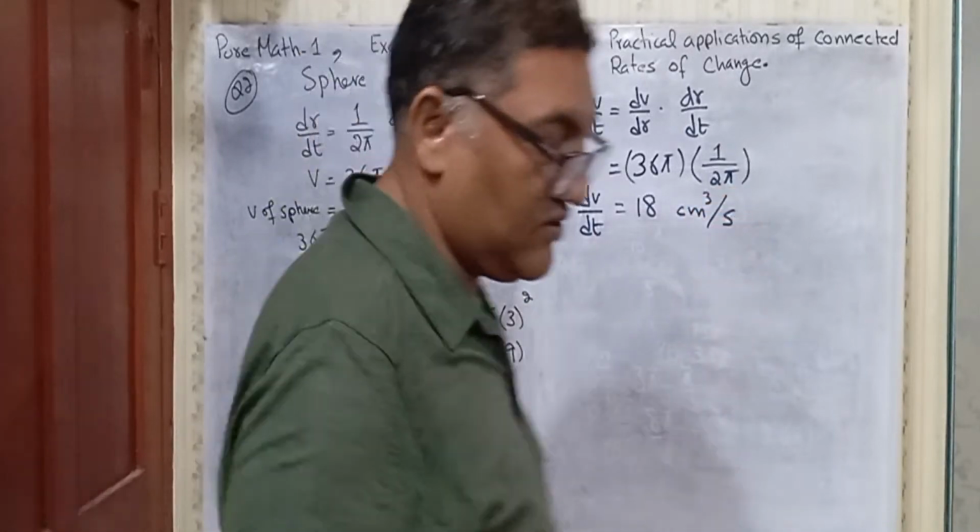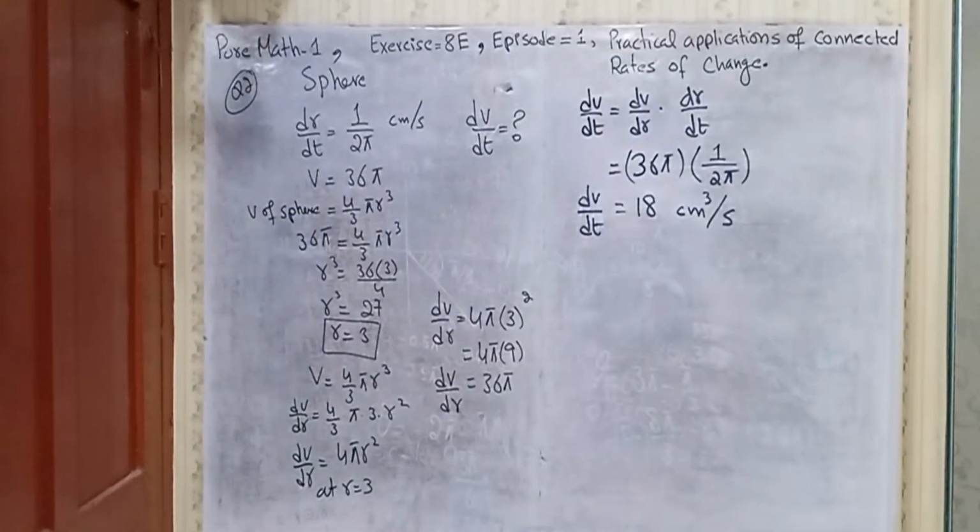So these are the units. So let me check the answers. This is exercise 8E, and it's question number 2. Its answer is 18 centimeter cube per second. So this is how, my dear students, we will do question number 2 of this exercise. And now, next question, that's question number 3.